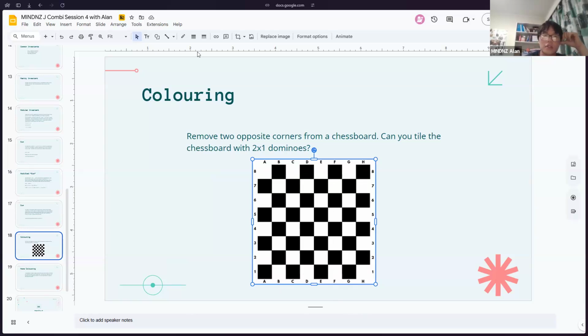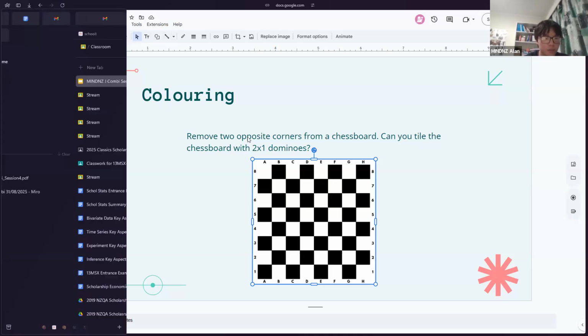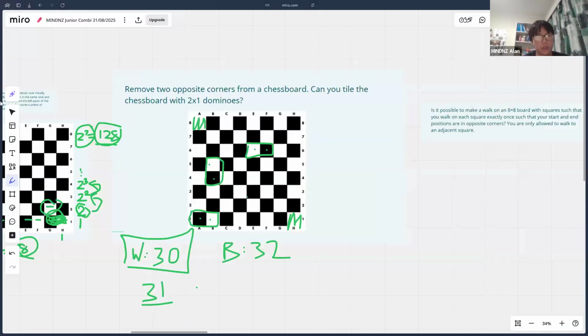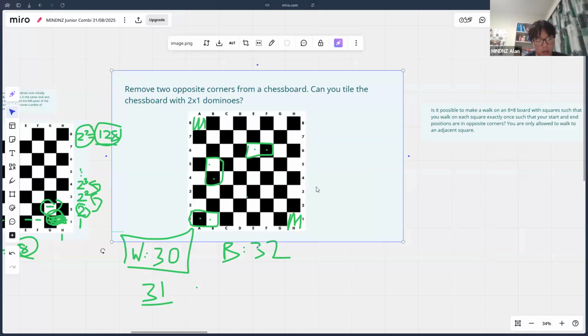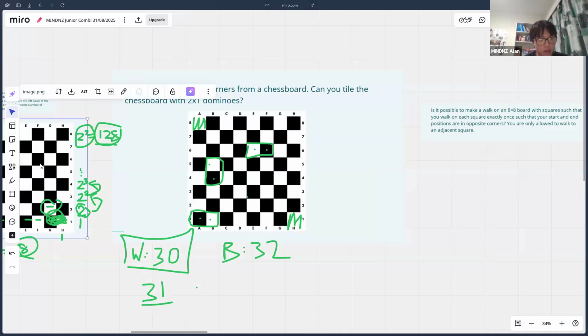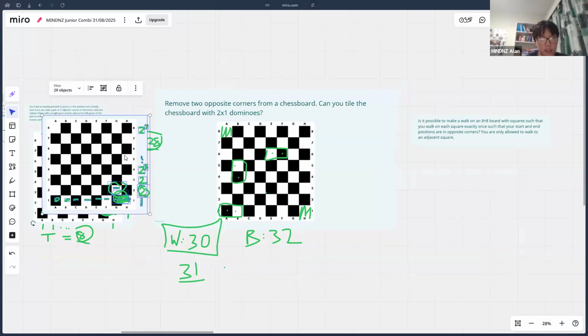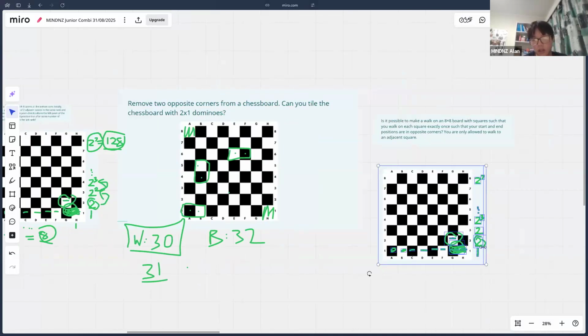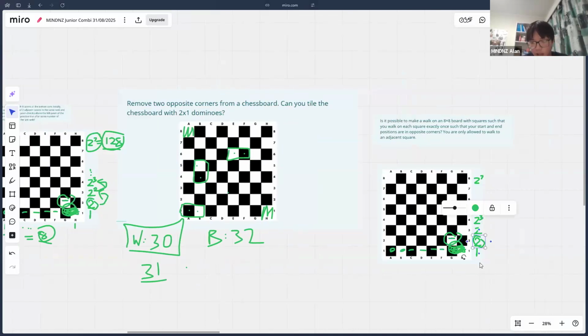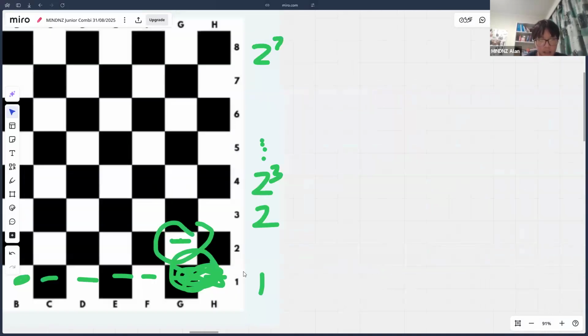So if we just do some random moves or the obvious moves, let me just copy this chessboard. Wait, what? Why did I copy everything? Okay, if we just do some random moves, right? Let's just ignore this mess.